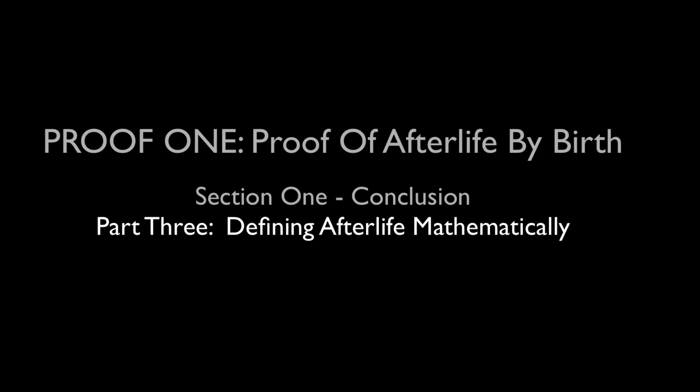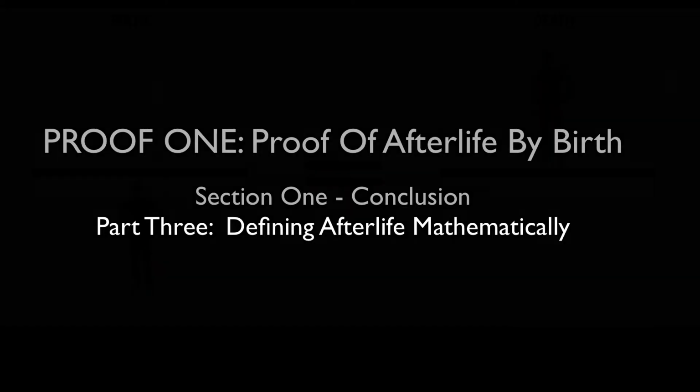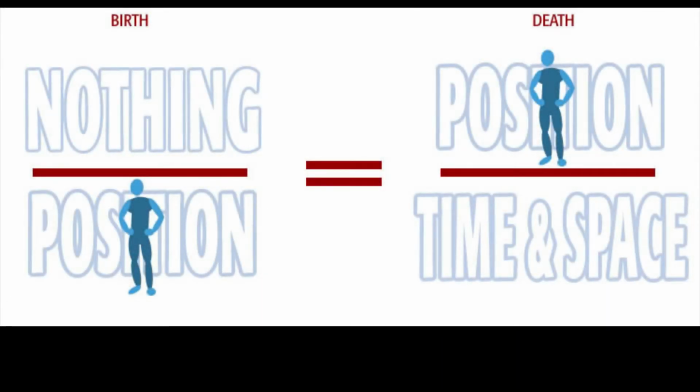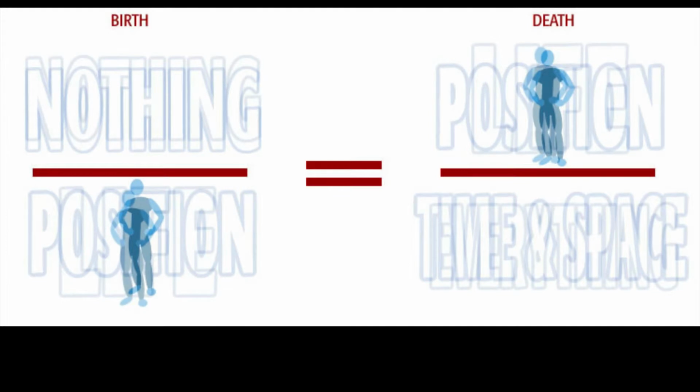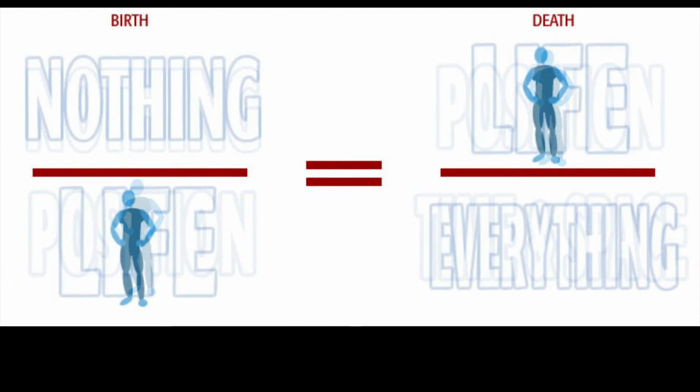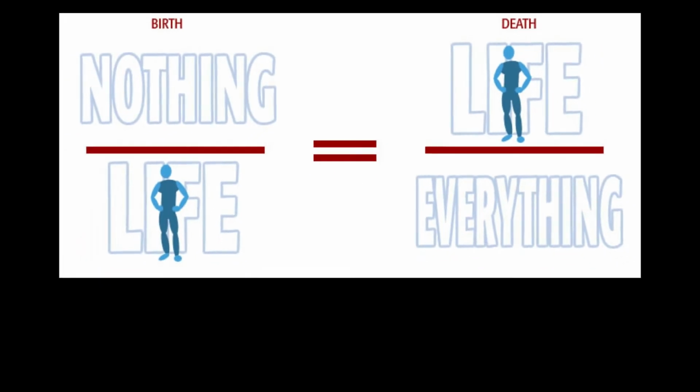Part 3. Defining afterlife mathematically. The equation shown here describes the mathematical structure of life. Prior to death, we are positioned within time and space, like a point. After death, we are all of time and space, like the surrounding universe. This geometric structure is not entirely accurate because surrounding space and time sounds like an empty box. This is not the case.